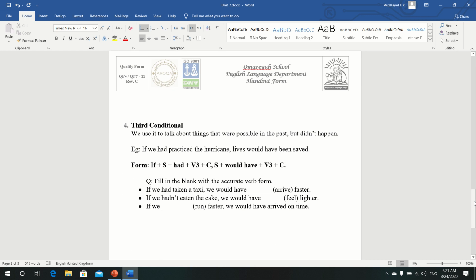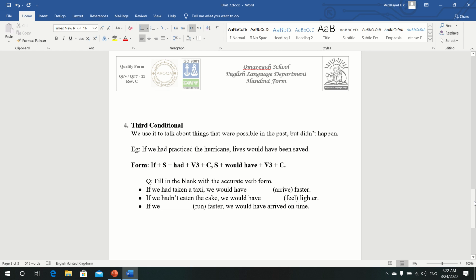So we go next to the third conditional. We use the third conditional to talk about things that were impossible in the past, things that didn't happen. Okay, if we had practiced for the hurricane, lives would have been saved.